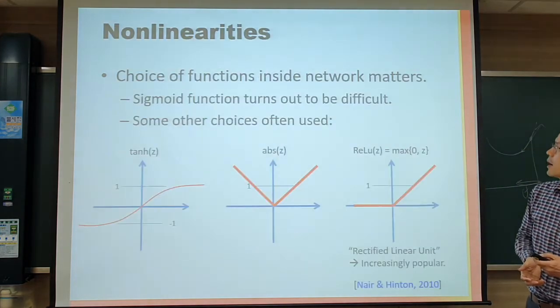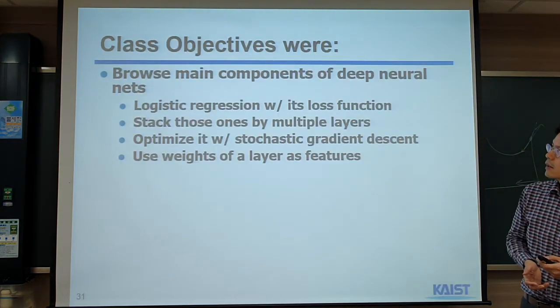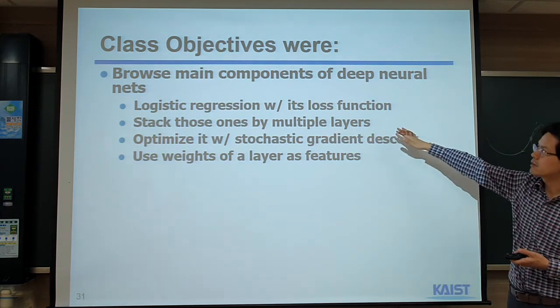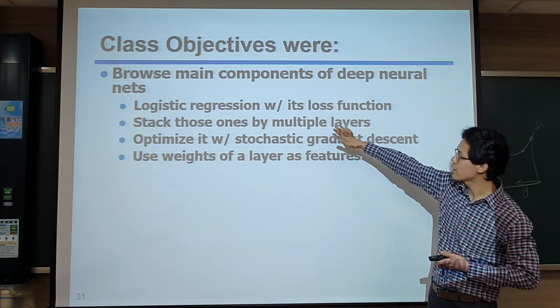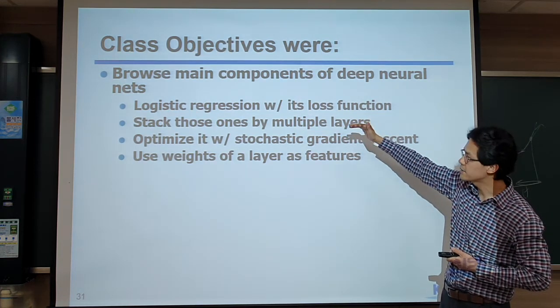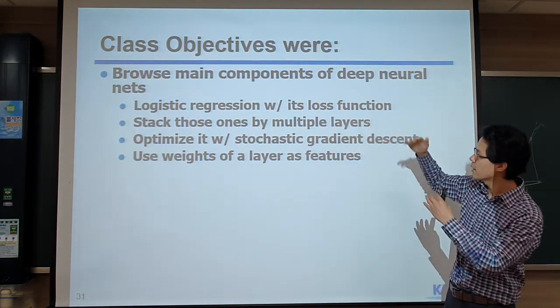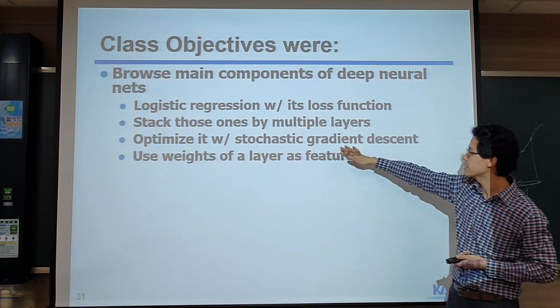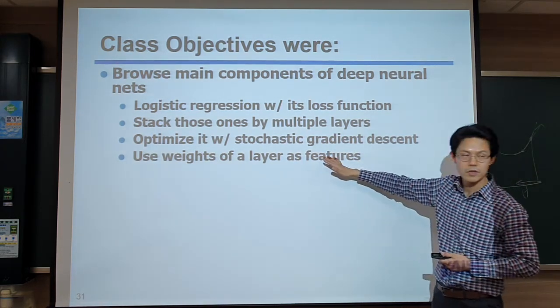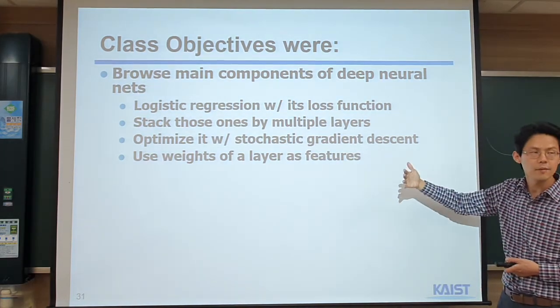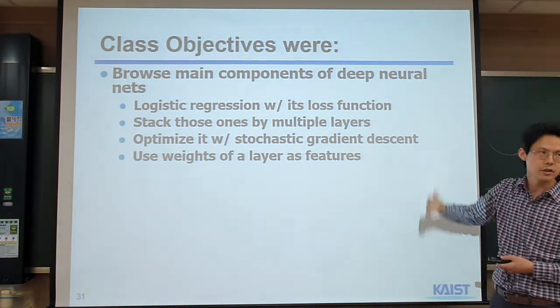Okay, thanks so much for the material, and I hope you can understand some of the main components of deep learning. I talked about logistic regression with its loss function. I stacked those by multiple layers and optimized it with stochastic gradient descent, and we can use the weights of a certain layer as a feature. Then, at a higher level, we can use this feature for image search.